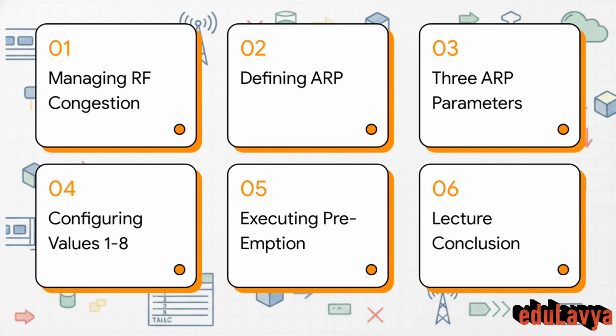Here's our syllabus and roadmap for today's lecture. We're going to start by looking at how we manage radio frequency congestion, and then we'll define our ARP mechanisms. From there, we'll break down the 3 core ARP parameters, look at how we configure values 1 through 8, and finally, walk through how to execute preemption successfully before we wrap things up.